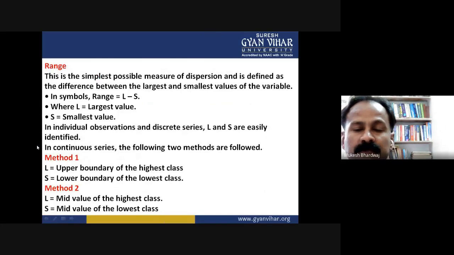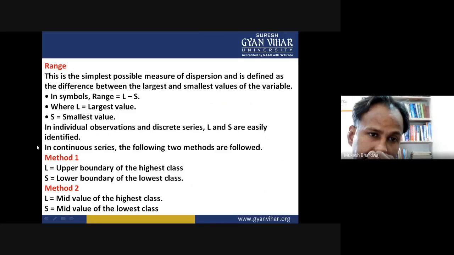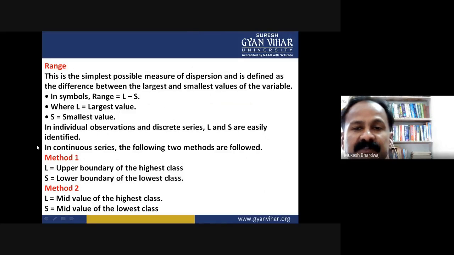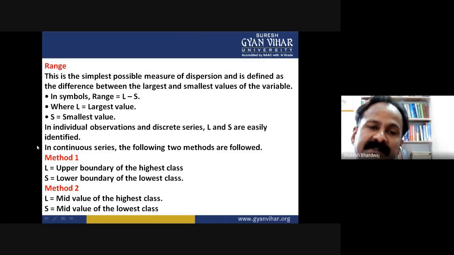Now, the first measure of dispersion is the range. It is the simplest possible measure of dispersion and is defined as the difference between the largest and the smallest values of the variable. In symbols, range is written as largest minus smallest. In individual observations and discrete series, largest and smallest are easily identified. In continuous series, the following two methods are followed.